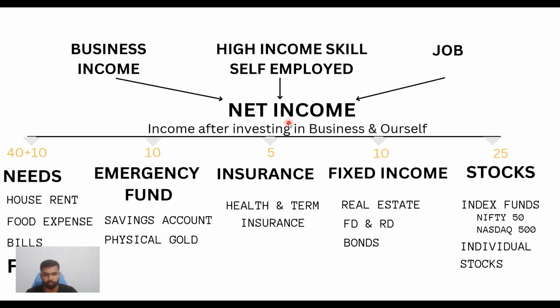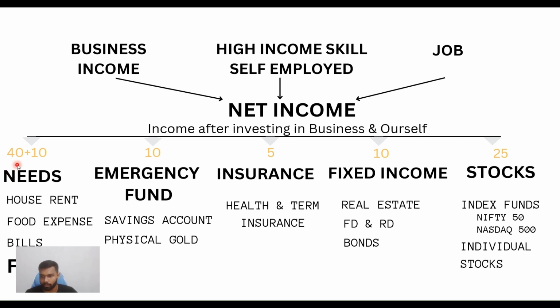Okay, if we earn 100 rupees of net income, then this is the amount we should allocate in different buckets to fulfill our financial needs. We should split it into 40 percent for our needs, 10 percent for our fun activities, 10 percent for emergency fund, 5 percent for insurance, another 10 for fixed income, and 25 for investing in stocks.